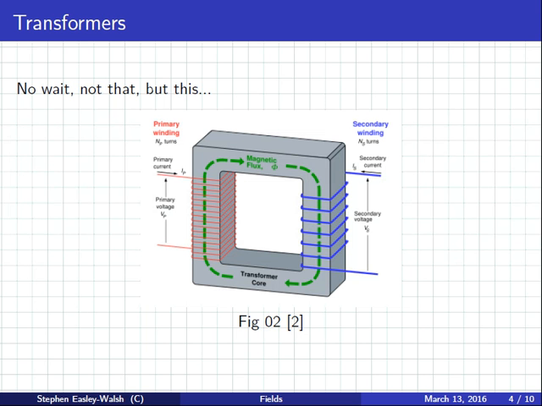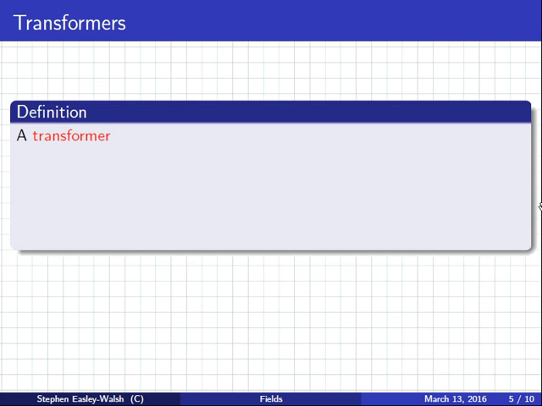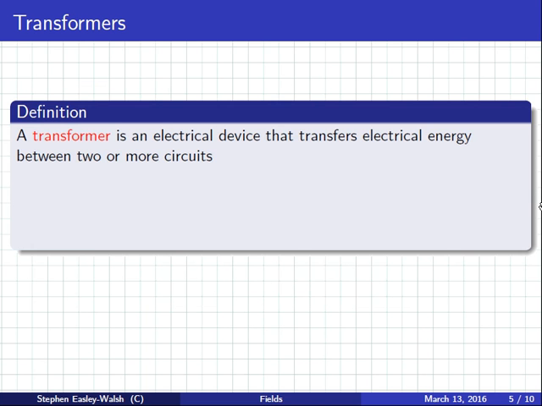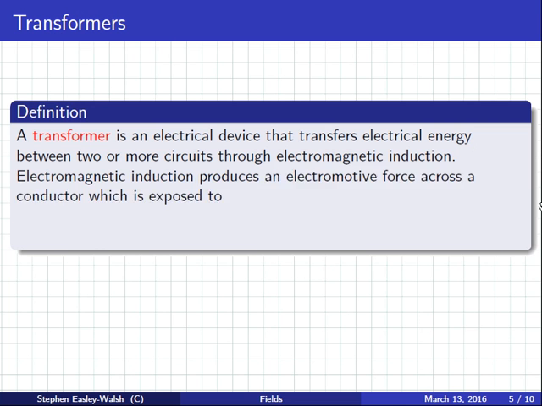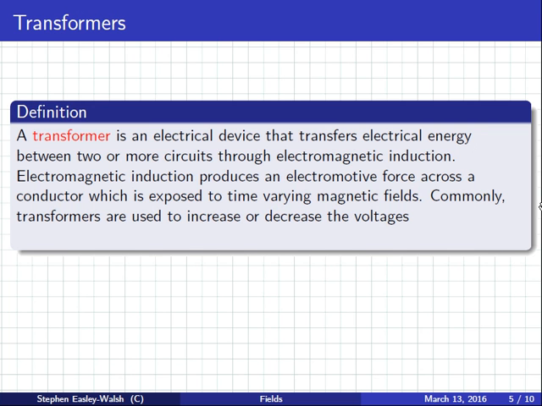So what exactly does a transformer do? Does anyone know? It converts the current to the lower voltage something. A transformer is an electrical device that transfers electrical energy between two or more circuits through induction. But that's not why we care about it, because transferring a current between circuits is great and all, but the reason we really care about transformers is that commonly transformers are used to increase or decrease voltages.